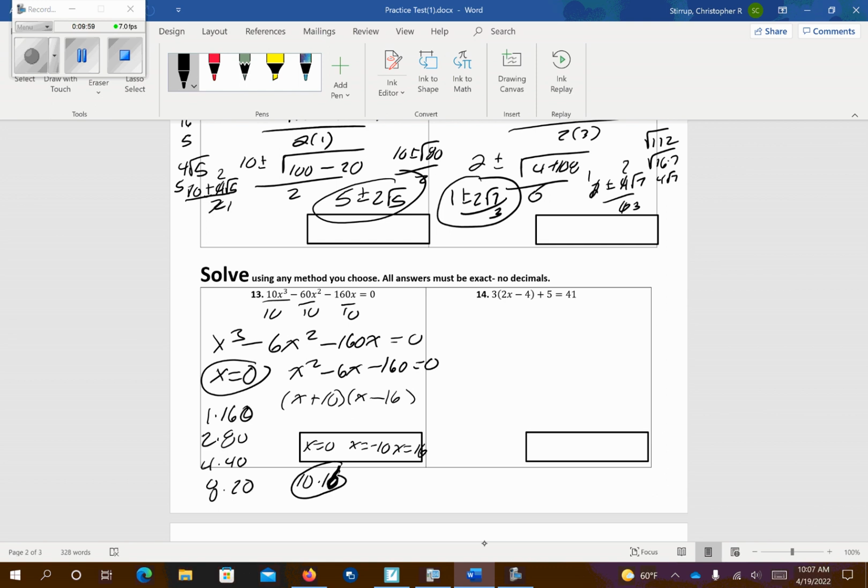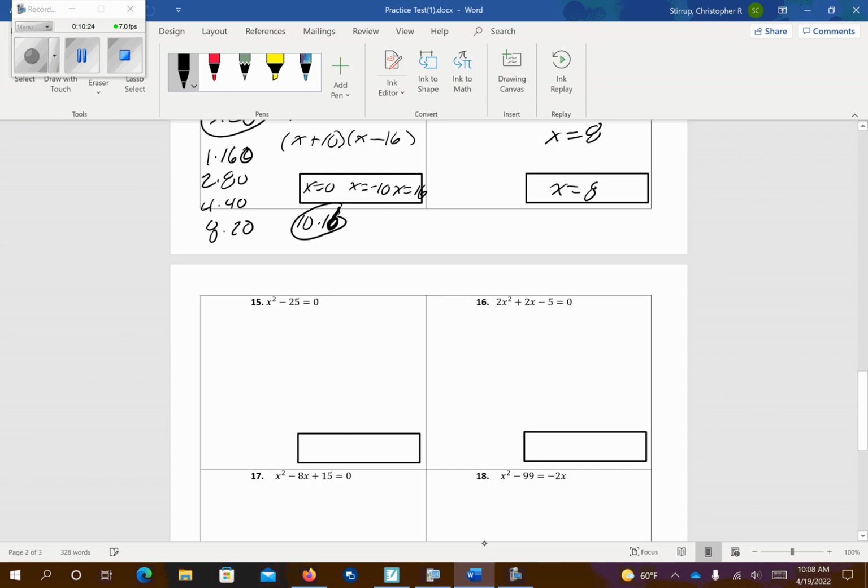All right, next problem. Let's see. I'm going to distribute first, so I get 6x minus 12 plus 5 equals 41. Combine the negative 12 and 5, so minus 7 equals 41. So 6x, adding that, I get 48. Divide each side by 6, and I wind up getting 8.